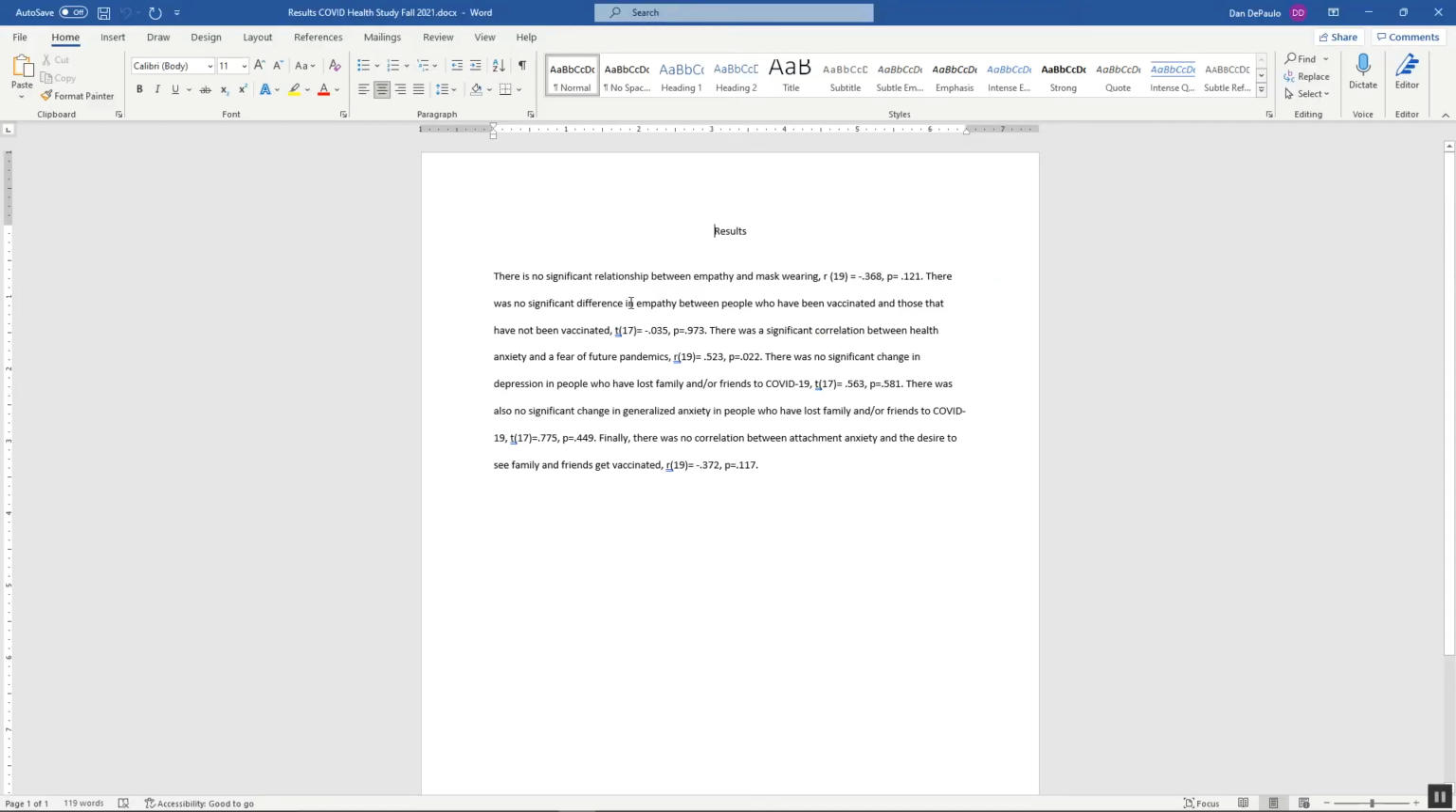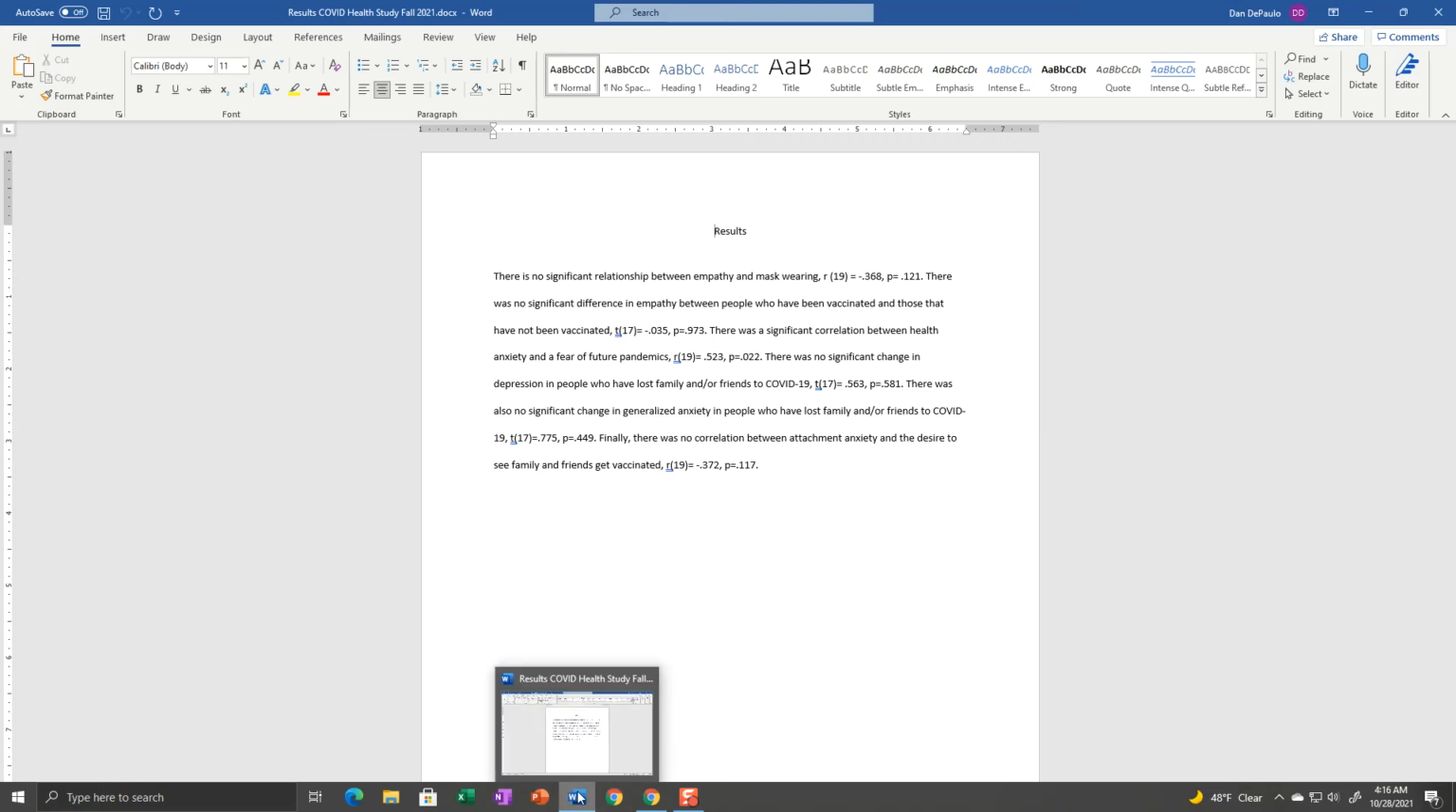There was no significant difference in empathy between people who have been vaccinated and those who have not. This was a t-test, and the p-value is 0.973, which is much greater than 0.05. Therefore, we fail to reject the null hypothesis. There was no difference in empathy for those that got vaccinated and those that did not. There are a couple of reasons why we're finding no results here, and I'm going to discuss them shortly. Let's go back to the hypotheses again.